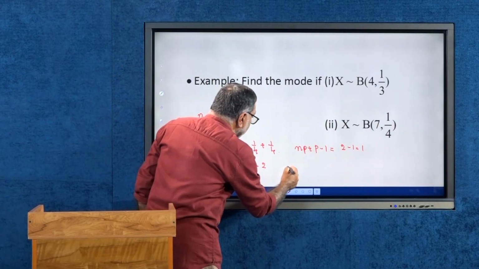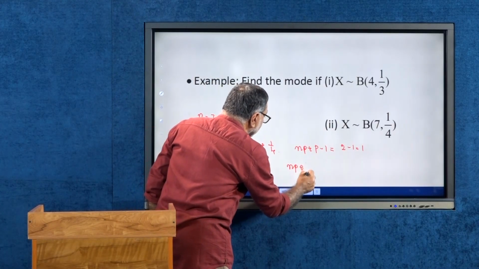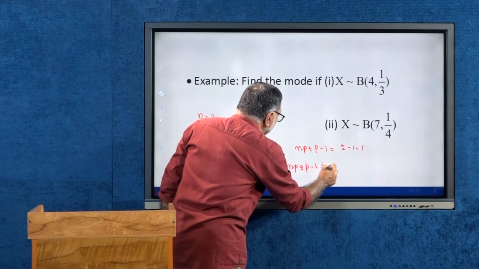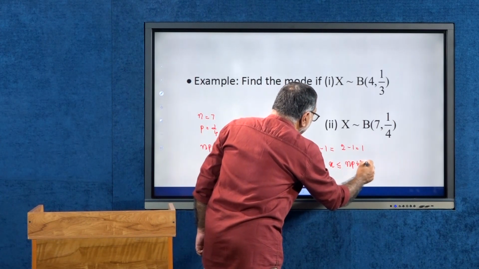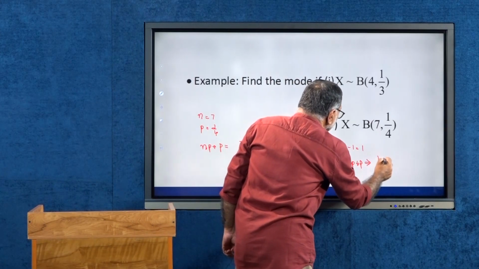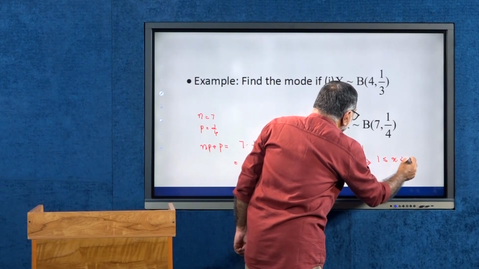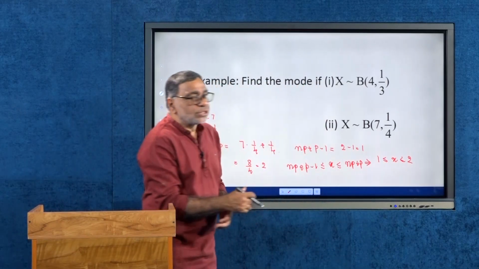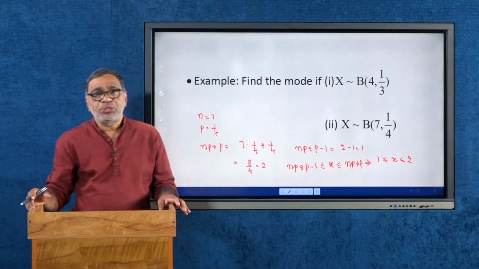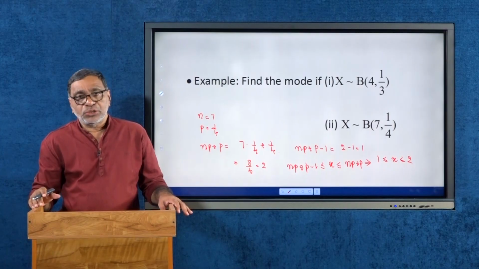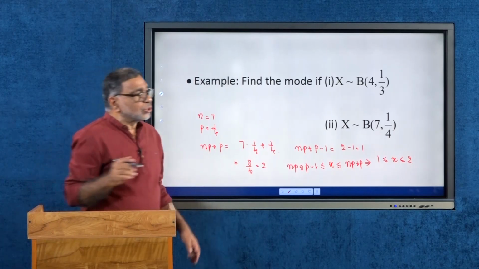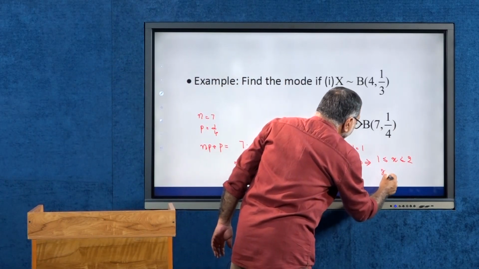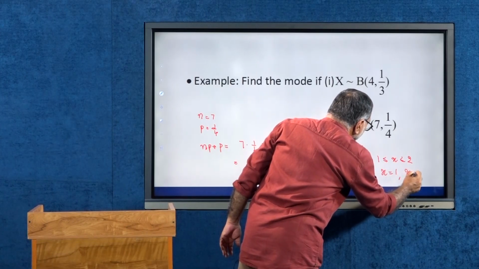So, mode of the distribution: np plus p minus 1 less than or equal to x less than or equal to np plus p implies 1 less than or equal to x less than or equal to 2. So, the mode of that binomial distribution is in between 1 and 2, and both 1 and 2 are included. There are two integral values, x equal to 1 and x equal to 2.